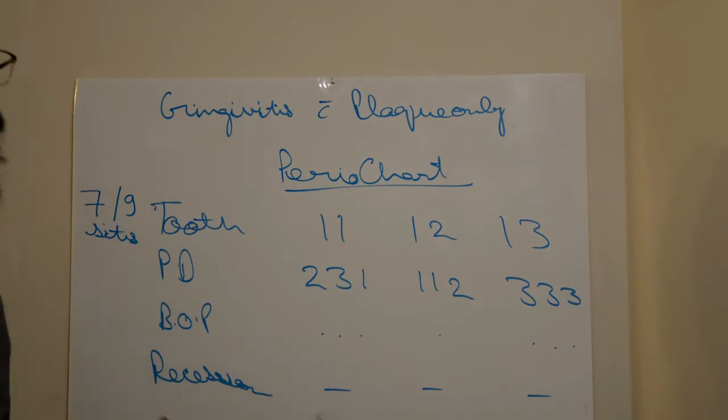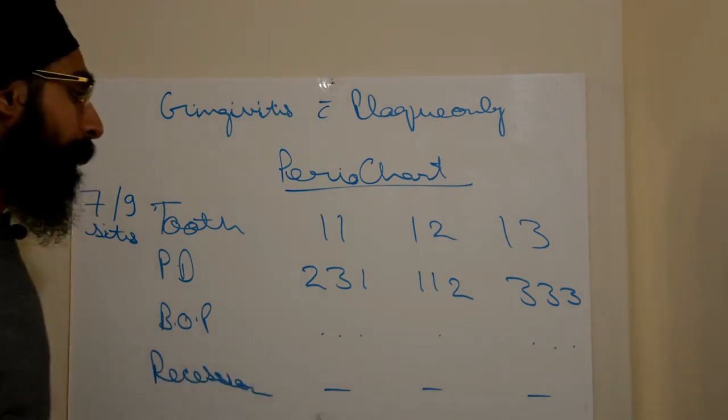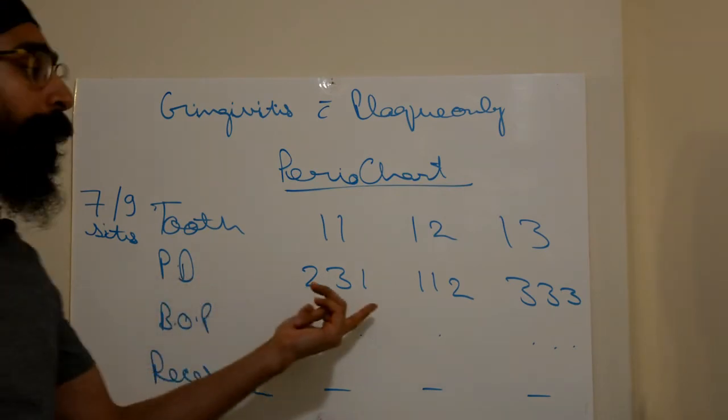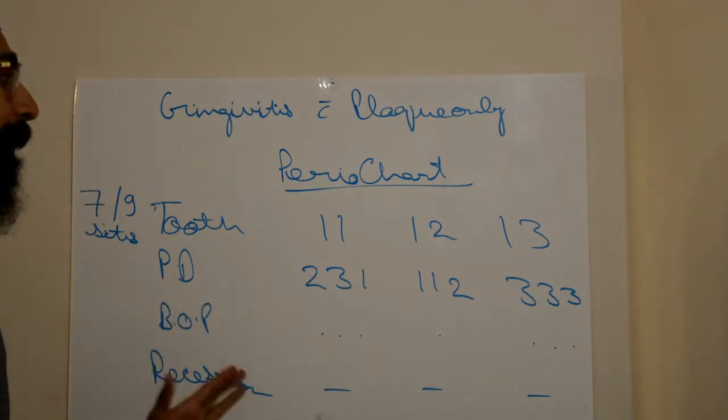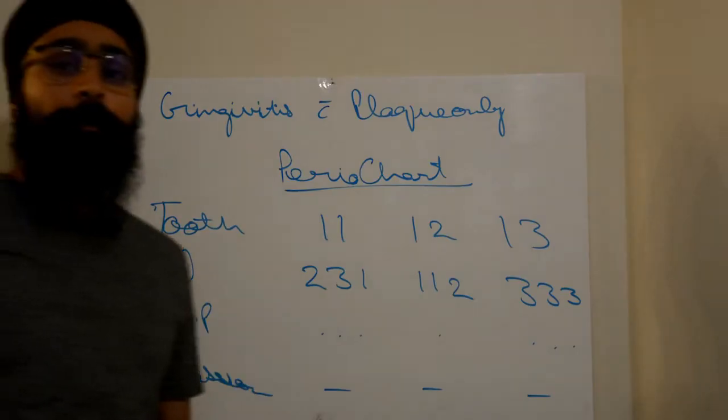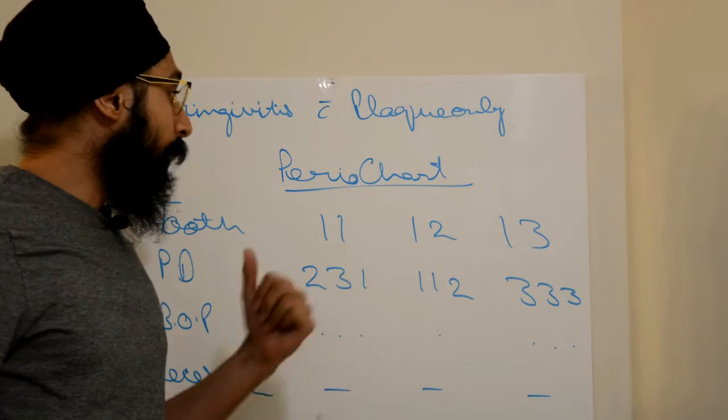There is no recession, nothing is given about bone loss, because there is no recession and probing depth is up to 3 millimeter. So this chart represents gingivitis associated with plaque only. Friends, let's draw another perio chart.